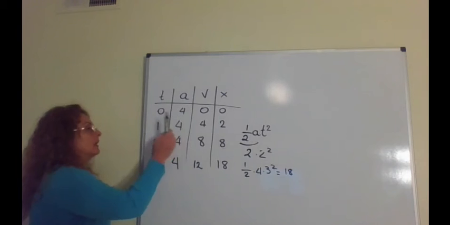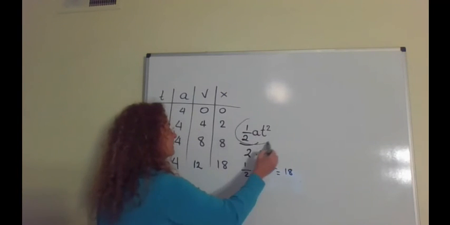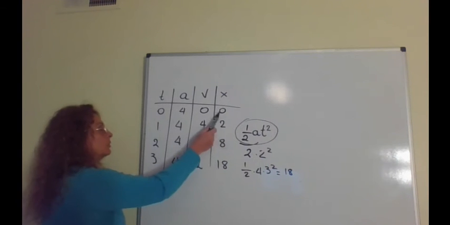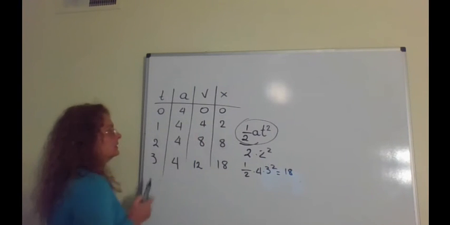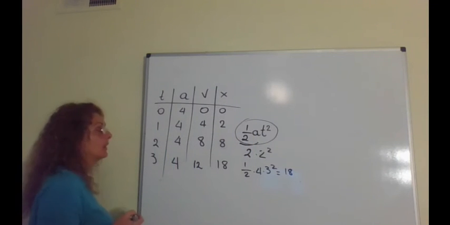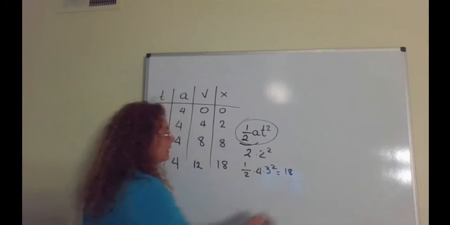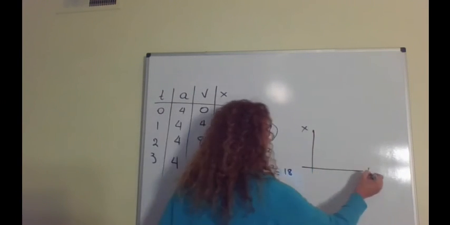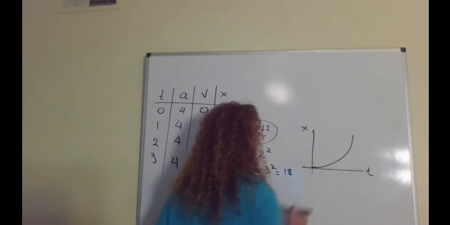So this is the formula that gives us the position when the initial position is 0 and the initial velocity is 0. So we see that the position depends on time squared. That is why the position time graph is a parabola.